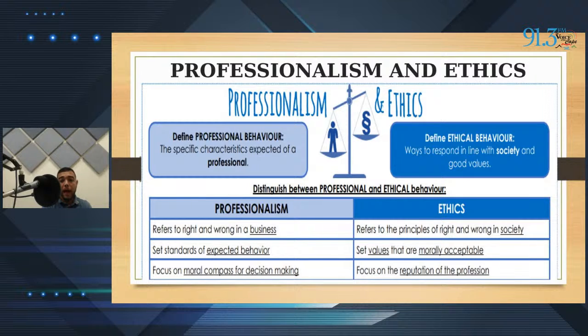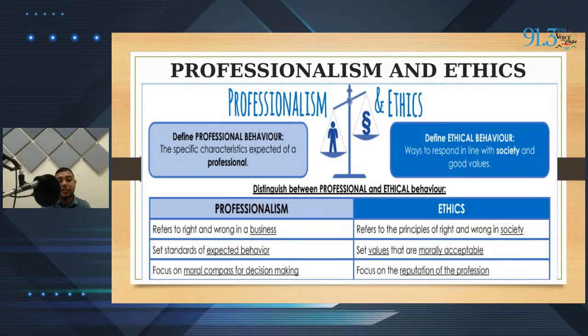So, professionalism and ethics. What is professional behavior? The specific characteristics expected of a professional. Your ethics is the ways to respond in line with society and good values. So, professionalism, remember, is in day to day business, and then ethics would be in society in your everyday life. So the difference between professionalism and ethical behavior is that professionalism refers to right and wrong in a business. Ethics refers to the principles of right and wrong in society.